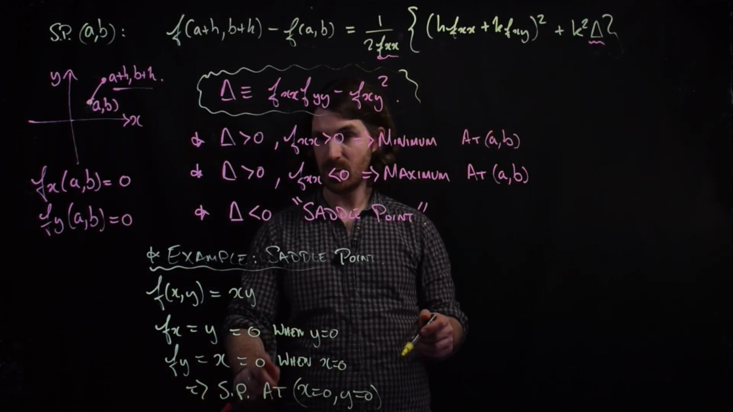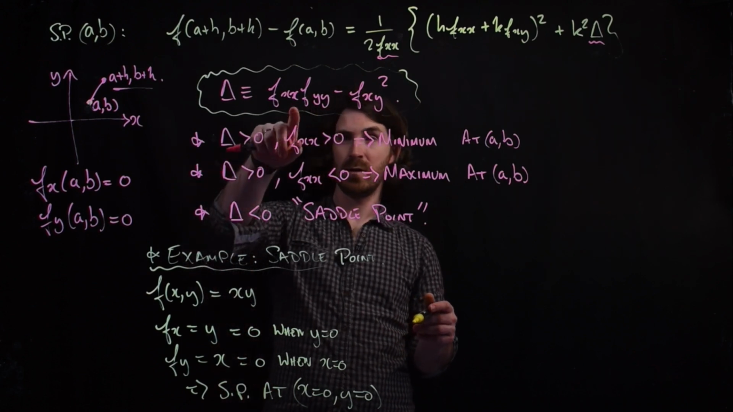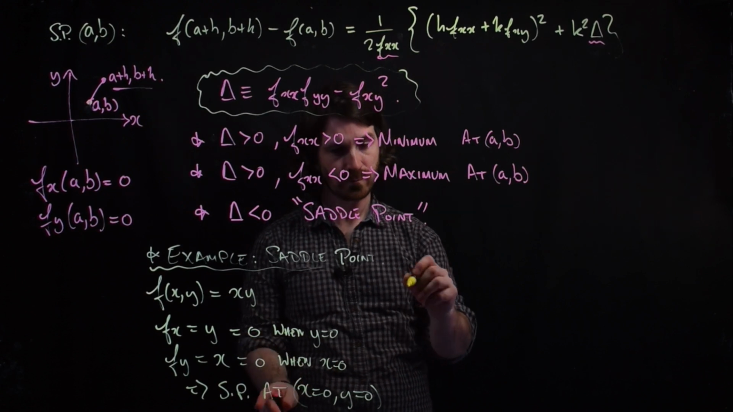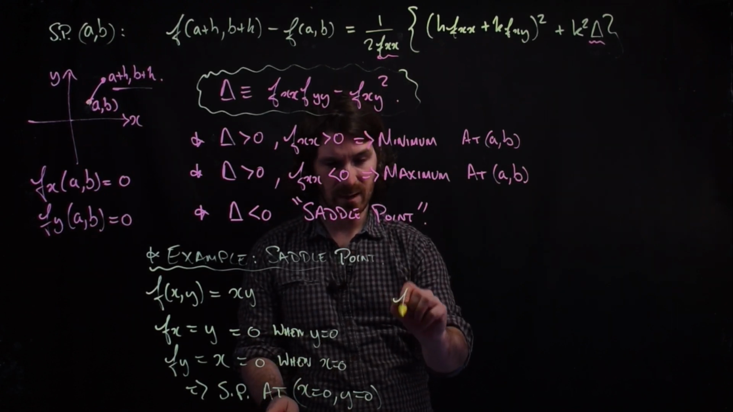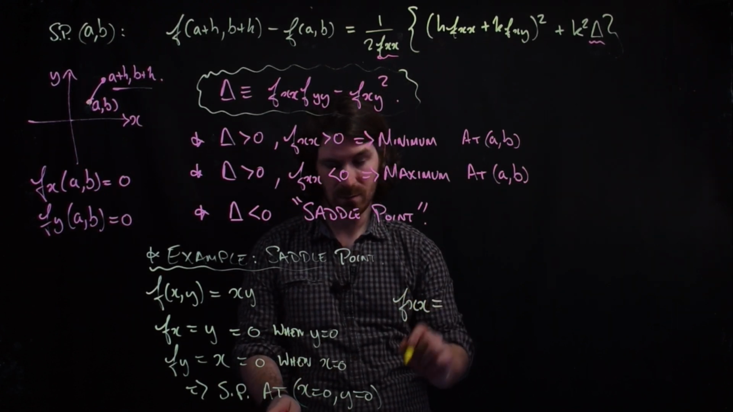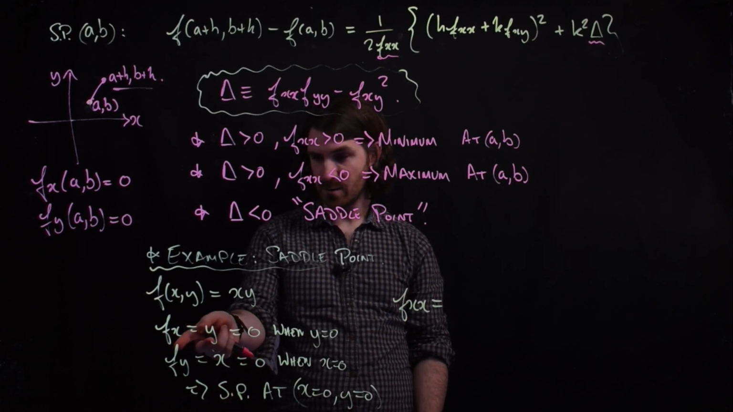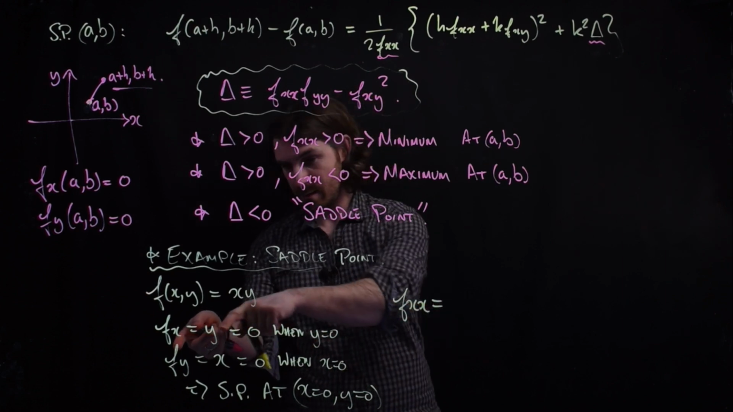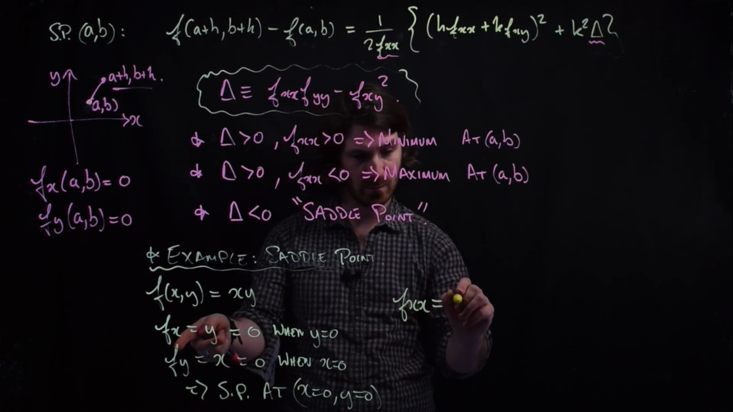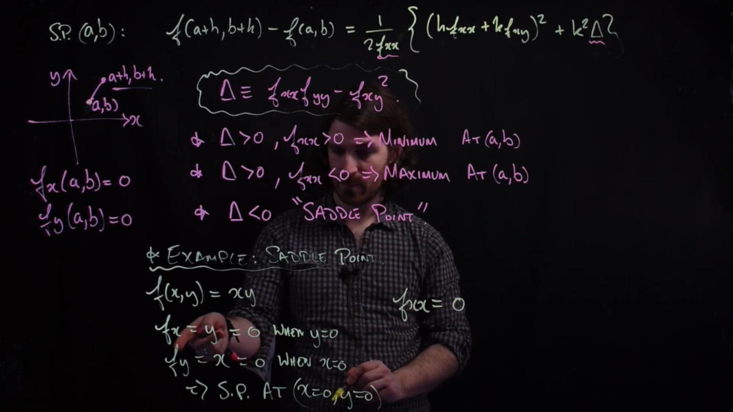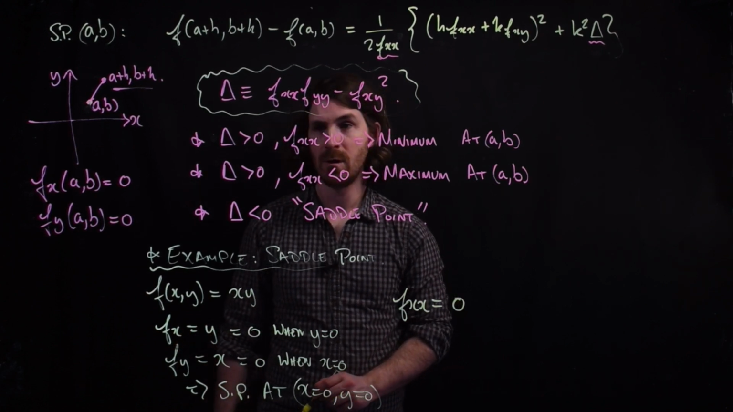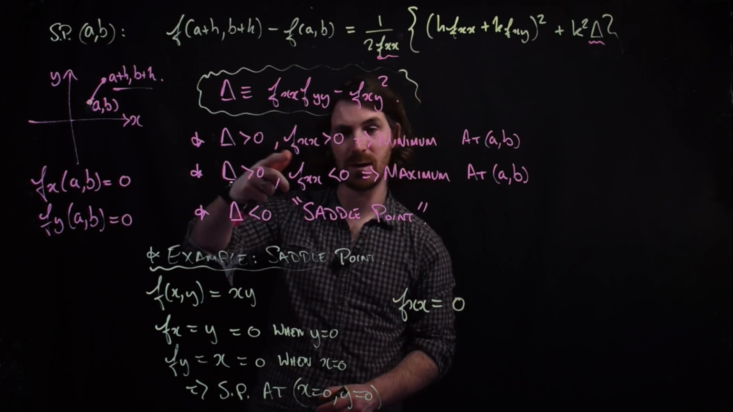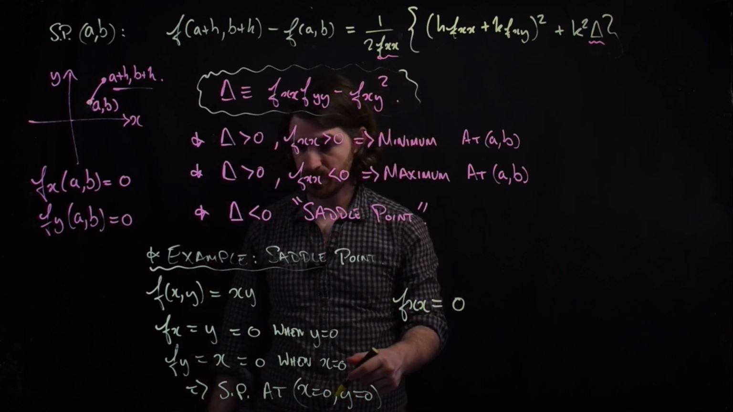Okay, so what do we need? We need to think about the sign of f_xx and the sign of the delta. Okay, so what does f_xx equal? So f_x is y, so the second derivative of f is dy by dx, which is 0. Okay, alright, so we're in neither of these cases. f_xx is not greater than or less than 0, it's 0.